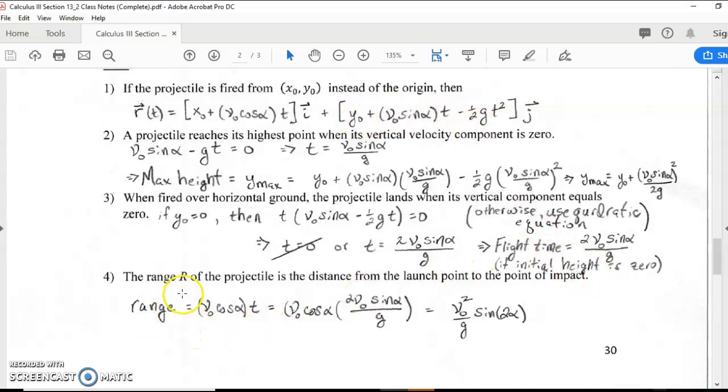Now the range, how far it goes down range, meaning down that x-axis, right? How far along the ground it goes when you shoot it. That would be v naught cosine of alpha, the initial velocity component, times t. So it's v naught cosine of alpha times the t when it lands, which is 2 v naught sine of alpha divided by g. Simplify that and you get this.